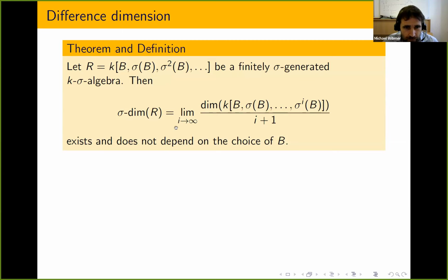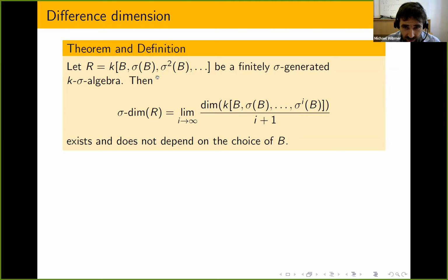There is a natural, well-known notion of dimension for a finitely generated K algebra. It's called the Krull dimension. So this is the dimension that is used here. We fix a finite generating set B, and then I iterate sigma only up to order i. And so I can look at the Krull dimension of this finitely generated algebra. Here I have i plus one finite sets: 0, 1 up to i, so this is i plus one. I'm taking some kind of average here, dividing by i plus one. And then one can show that this limit actually exists. I define the sigma dimension as this limit. One can also show that it does not depend on the choice of the finite generating set.